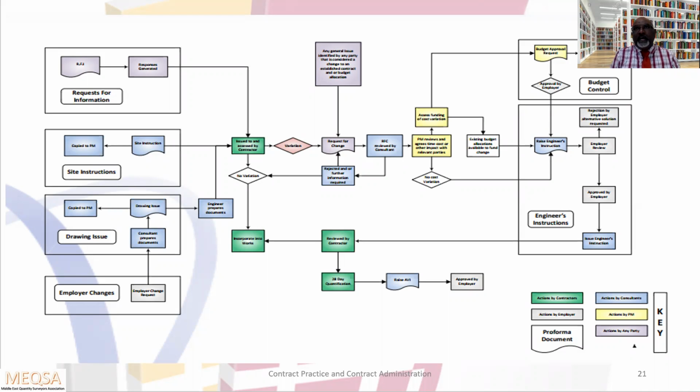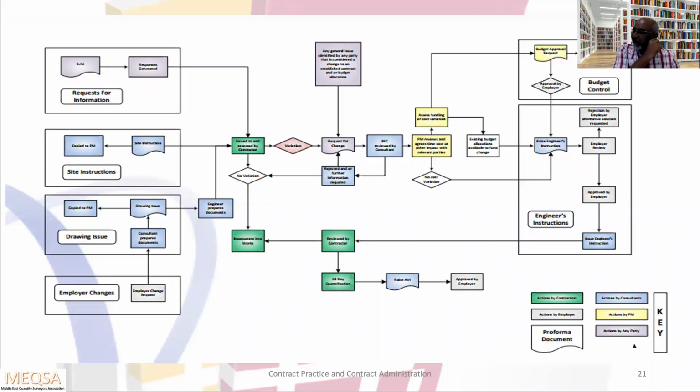Once the employer receives it, he will review, and if it is approved, the employer will send it to the budget control department. You can see it at the top, the budget control. Once the budget control approves it, only then will the employer instruct the engineer to issue the engineering instruction. After that, it will be formalized. Once the contractor receives the engineering instruction, as per the contract he has to submit his notice and all the supporting documents. This is a general summary.